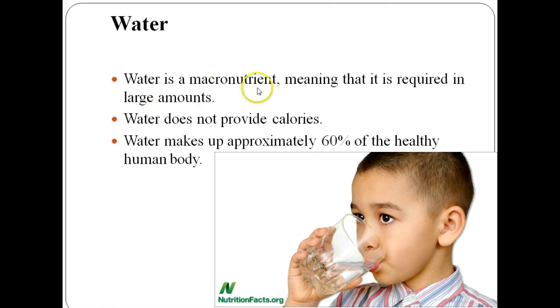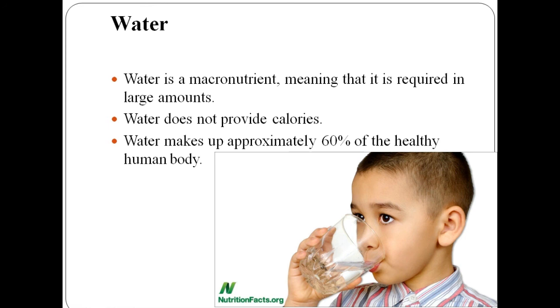Thus, water is a macronutrient that is required in large amounts. It does not provide calories. It makes up approximately 60% of the healthy human body. Typically, the thirst mechanism is not a good sign to indicate when the body needs water. This mechanism is activated when dehydration has already occurred.